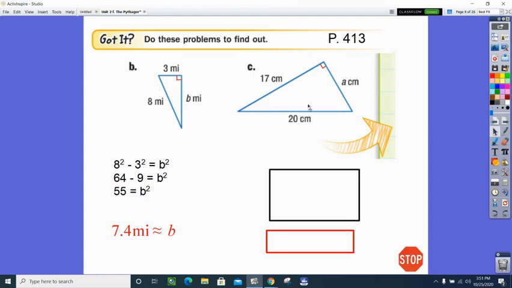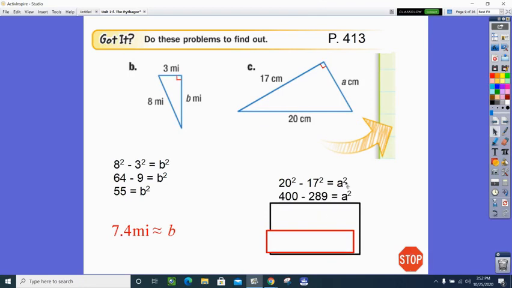Okay, did we get the hypotenuse this time? Trace your right angle. Okay, so we're missing one of the legs. We've been given the hypotenuse. It's opposite the right angle. So he's going to lead the way in a subtraction. 20 squared minus 17 squared equals the missing leg squared. Square it, write down, and don't forget to put equals a squared. Subtract 400 minus 289. Pick up your calculator.